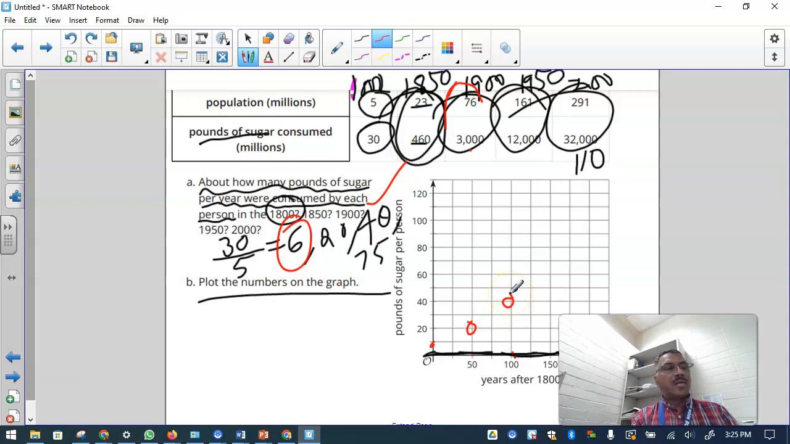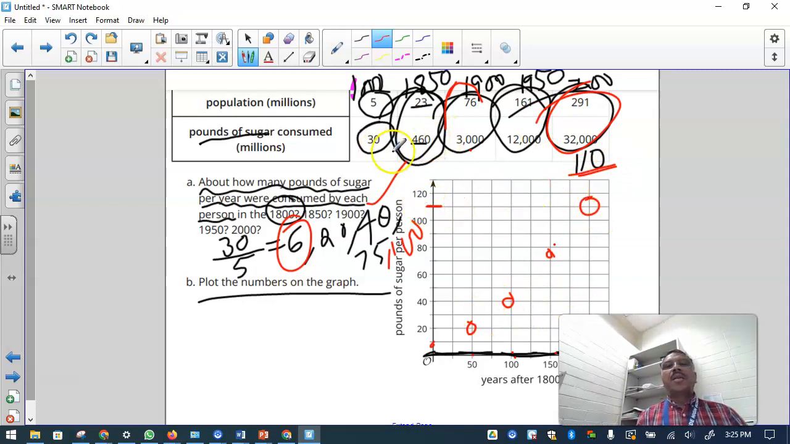And then 1950 is almost like 75, which is below 80, somewhere here. And then the last one, 2000, is 110. So I think I missed that 110. When you divide this, okay, I already got this. 110 will be here, halfway down. And you're done. That's all you're supposed to do.